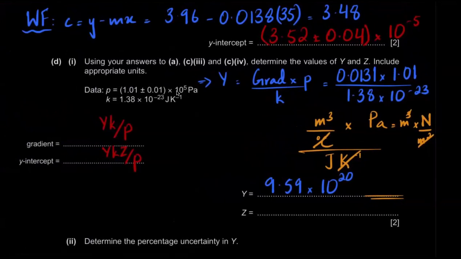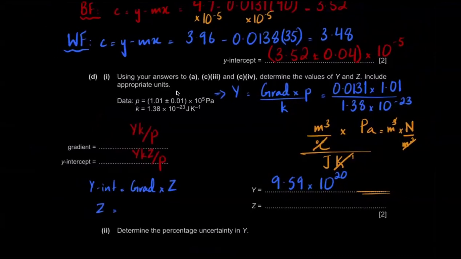All right. So you do this, and now you go on to Z here. So units for Z. Also, you can see here that yk over P is just the gradient. So you can also say y-intercept is the gradient times Z. So Z is y-intercept over the gradient.